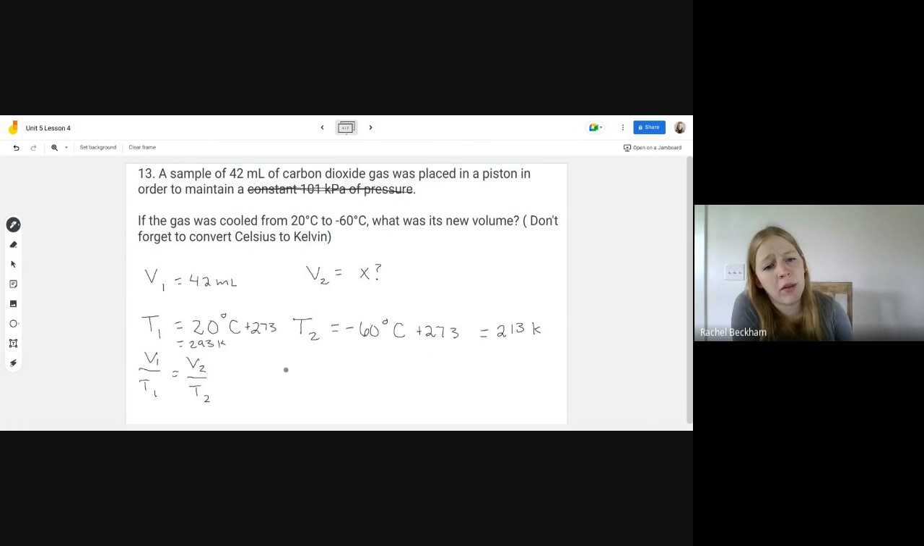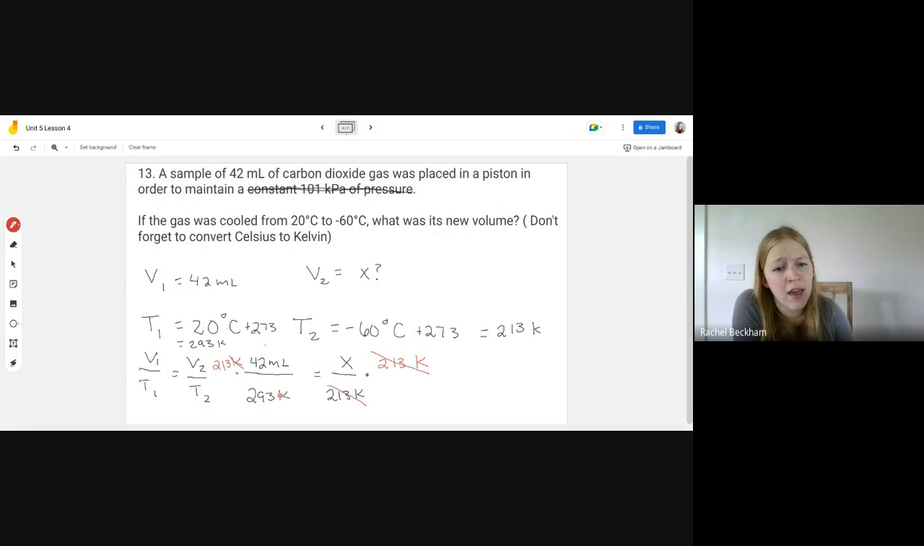So now we're going to plug everything in. My V1 is 42 mL, okay? My T1 is 293 K. My V2 is X, and my T2 is 213 K. Now I need to get X by itself. Right now it's being divided by 213. So if I multiply both sides by 213 K, it would cancel out, leaving me with X on that side, which is what I want. So I need to do it to this side too.